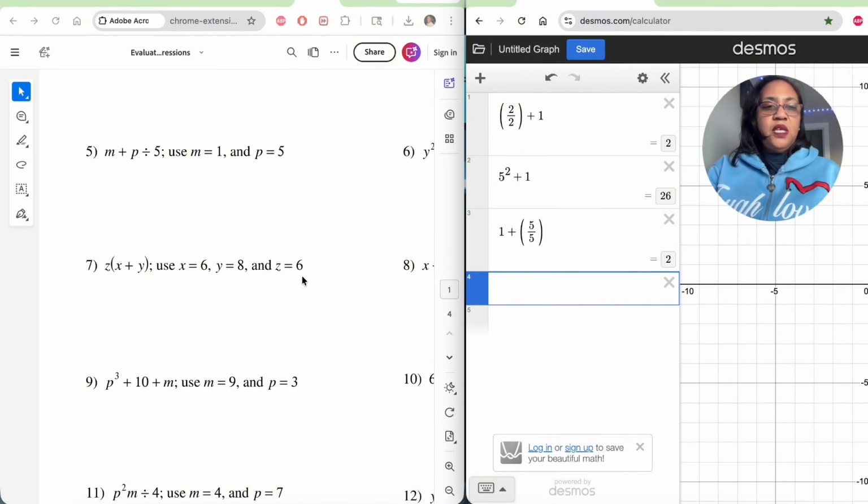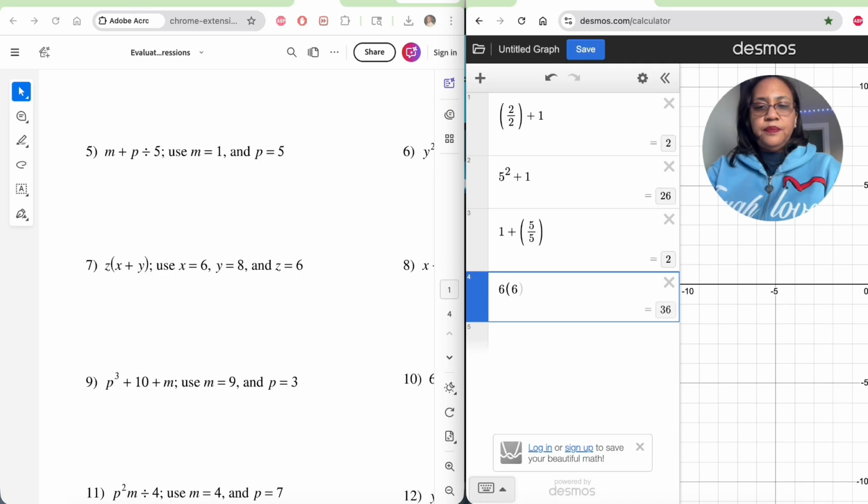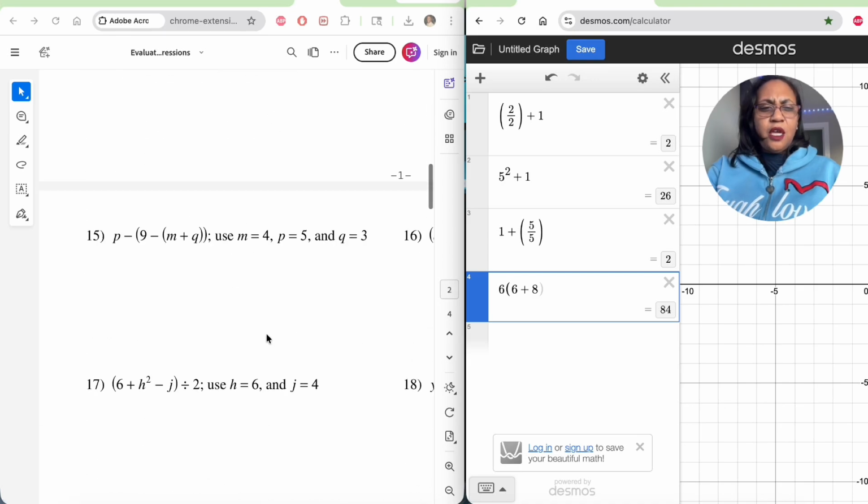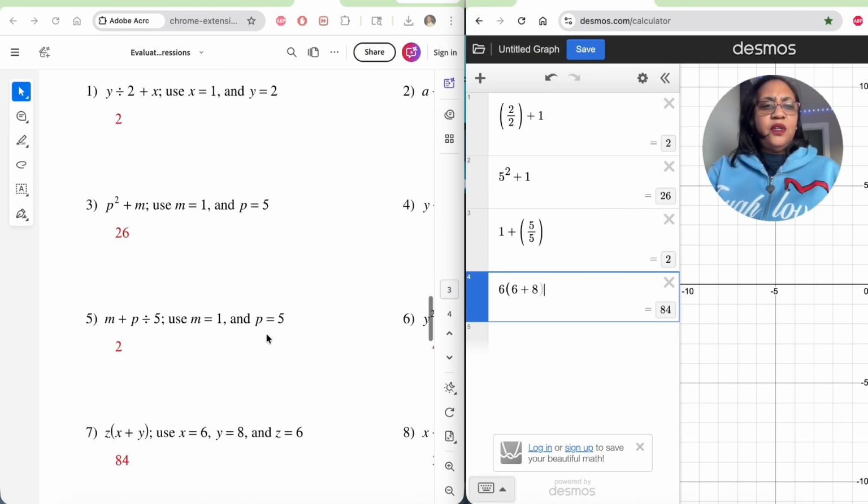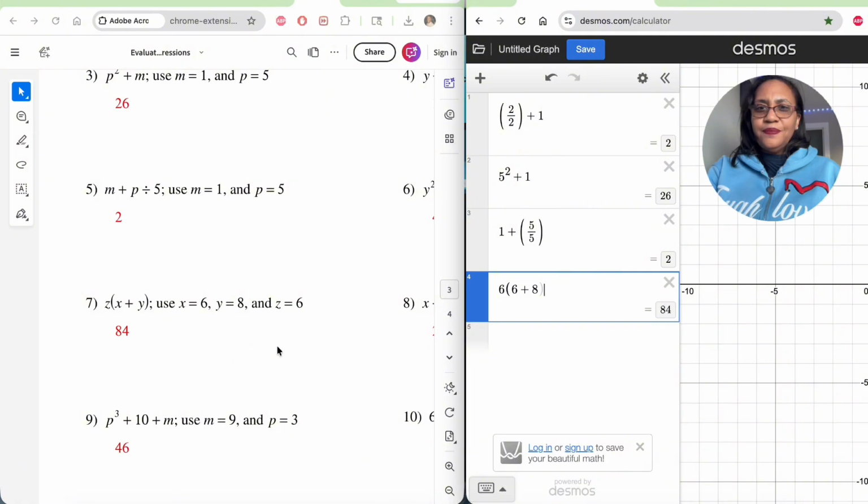For this one, z is equal to 6 and x is equal to 6, y is equal to 8, and z is equal to 6. So I'm going to do 6 parentheses 6 plus 8. Okay, and there you go. Easy, easy. Makes your life so much easier. Okay, and just to check, let's go down here, and the answer is 84.